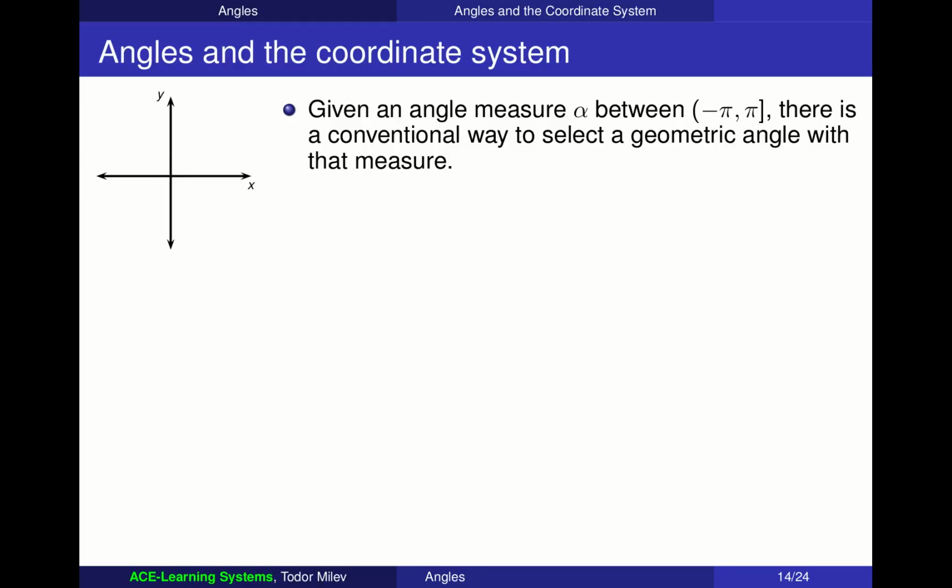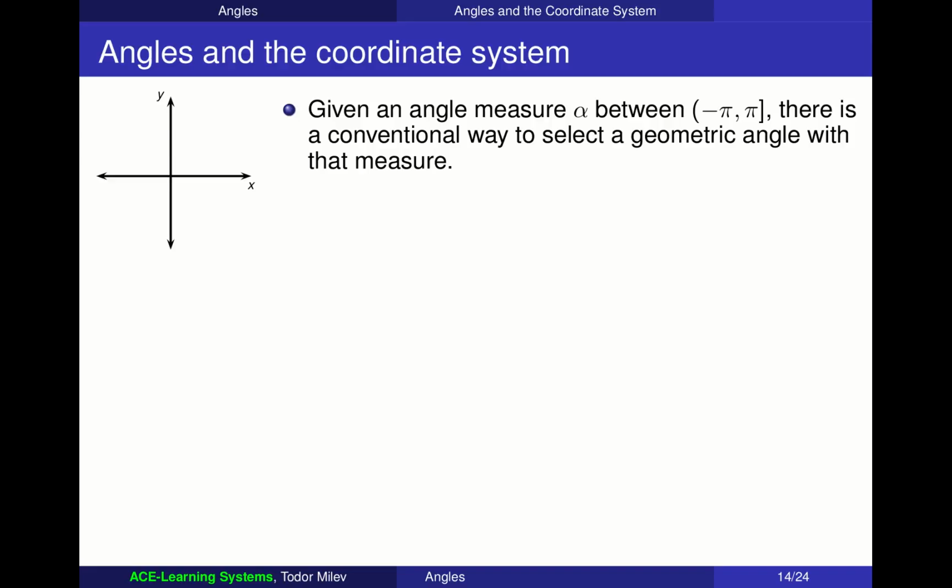In this slide, we're going to discuss the relationship between angles in the coordinate system. Suppose I've given you an angle measure. Since this is a measure of a geometric angle, it's a length of a short arc of the unit circle, so it's a number between negative pi and pi.